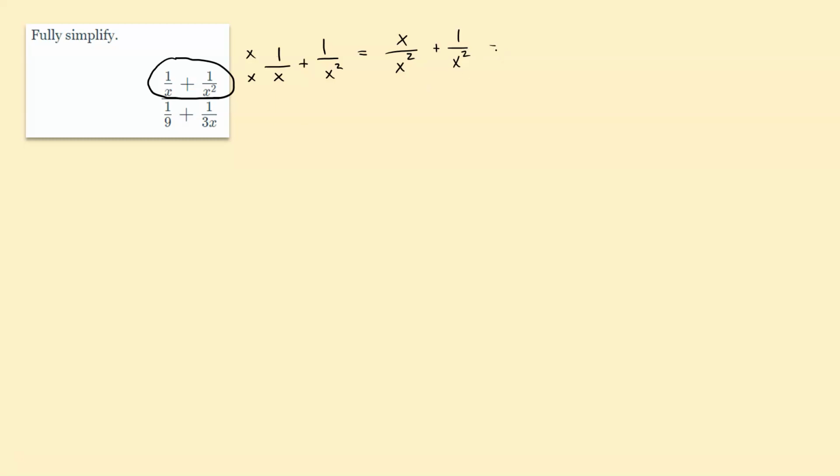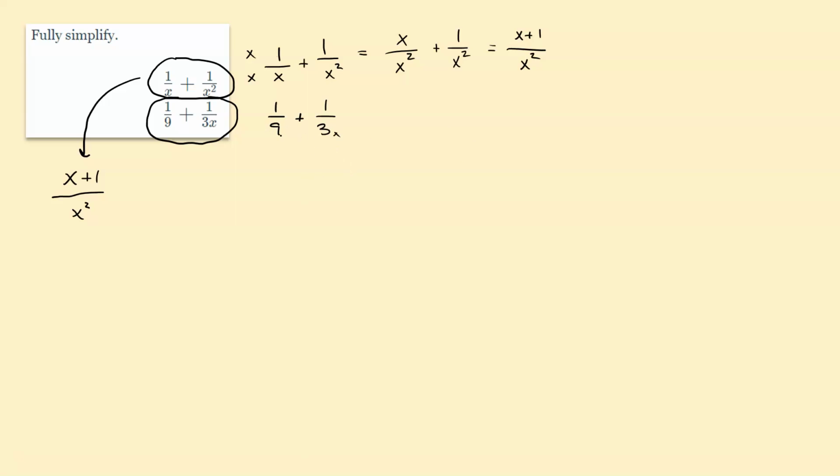Now we have a common denominator, so we can go ahead and add the fractions together. So x plus 1 in the numerator, x plus 1, and x squared in the denominator. So this is going to be our new numerator for our larger fraction. Now we want to go ahead and do the same thing for the denominator, rewrite it as one fraction.